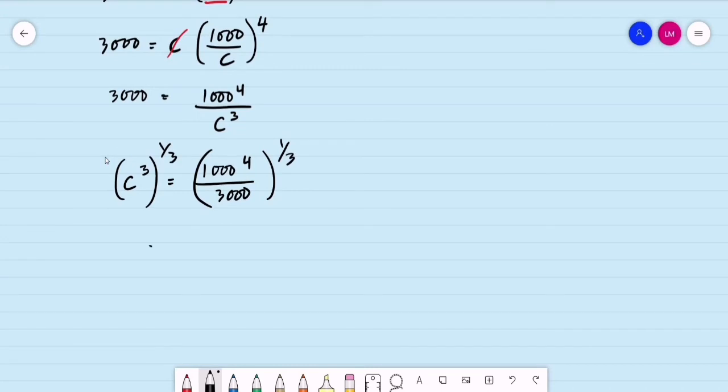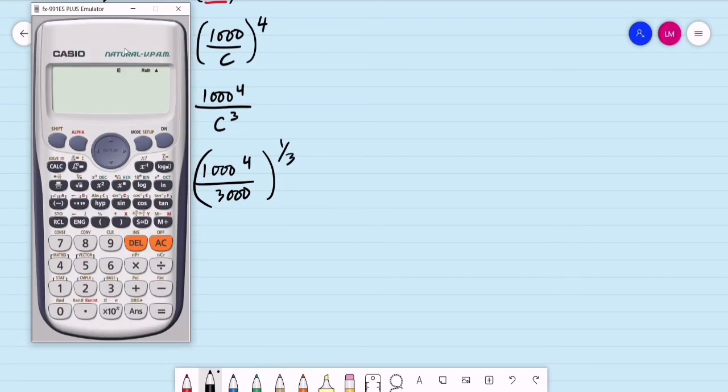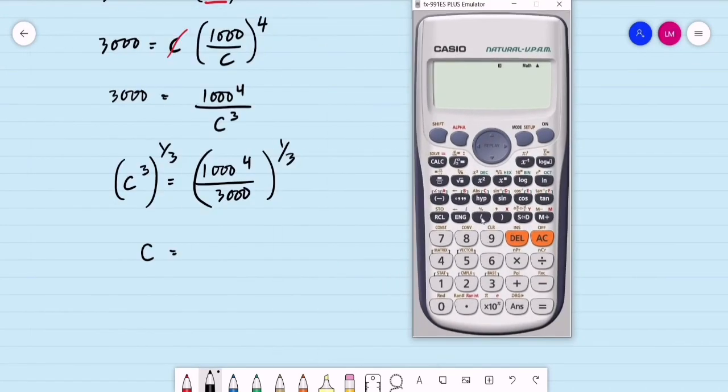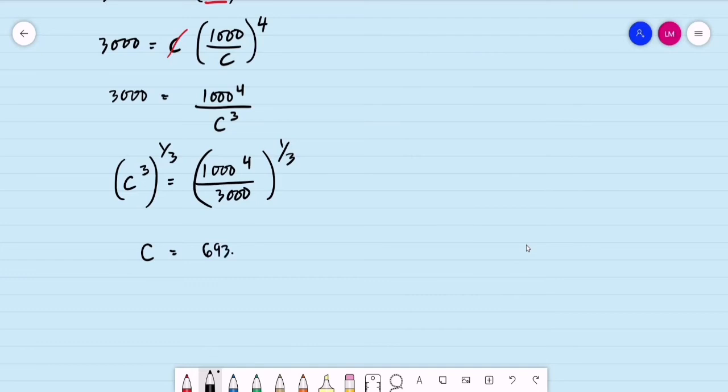So computing for the value of c is equal to 1,000 raised to 4 divided by 3,000, raised to the cube root, or raised to 1/3. Okay, so let's say this is 693.361. That will be the value of c.